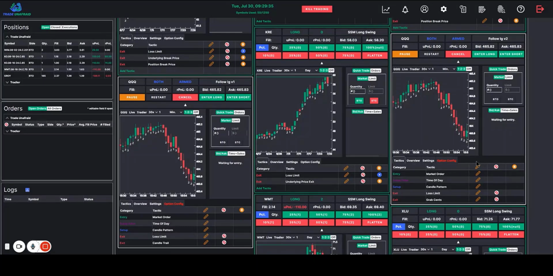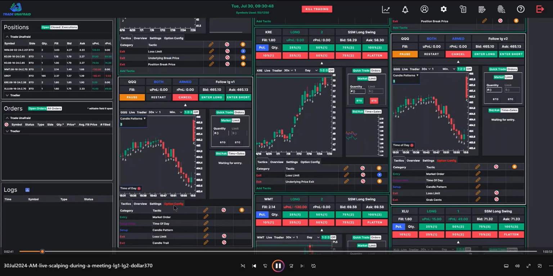So the algo trading was 100% hands off. I did manage to take a look at the results of each trade afterwards, so you'll see me do that, but I didn't interfere in any way with any of the algo trading.